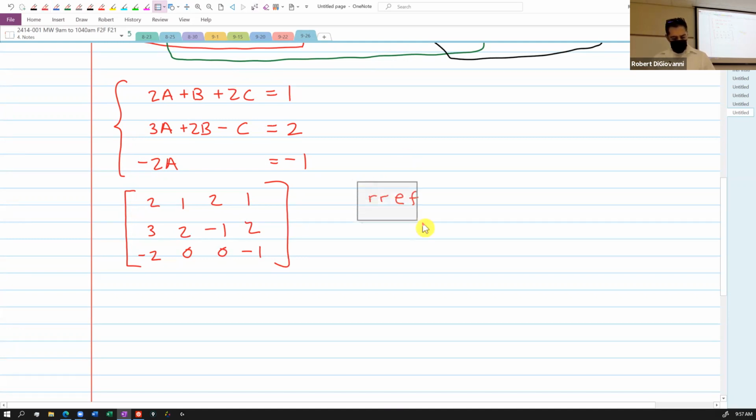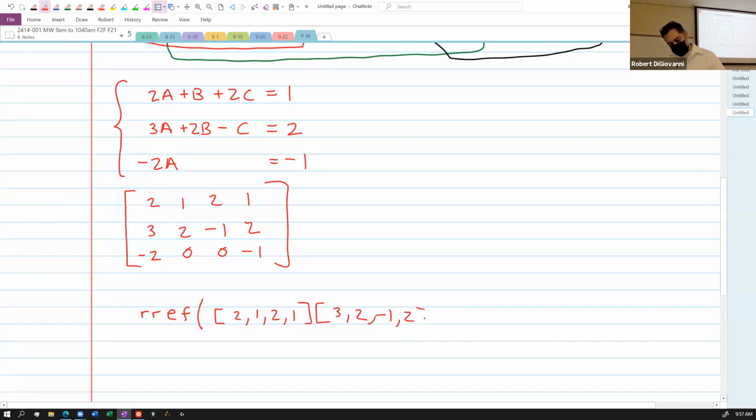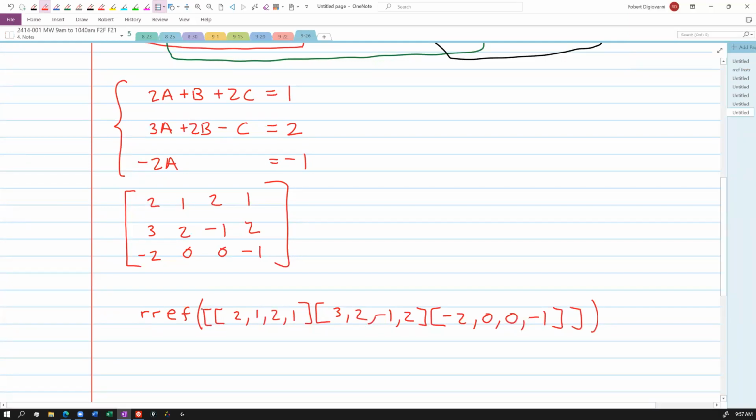Well, I'm gonna have to squeeze that in there. Let me move this down here. Parenthesis, bracket, 2 comma 1 comma 2 comma 1, close, open. 3 comma 2 comma negative 1 comma 2, close, open. Negative 2 comma 0 comma 0 comma negative 1, close it, close it, close it. Did I? Oh, I forgot double bracket at the beginning. Yeah, I did. Thank you.